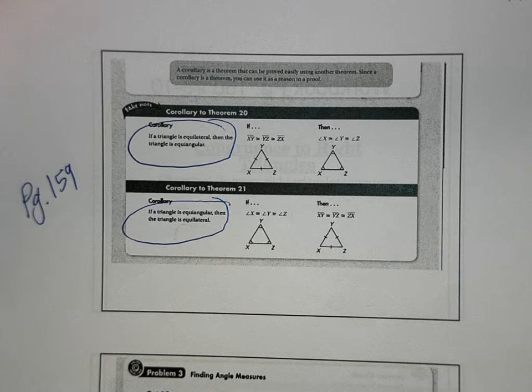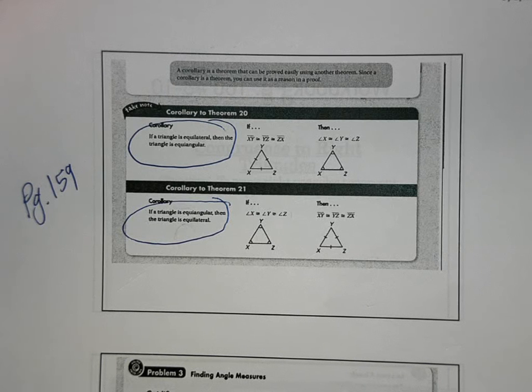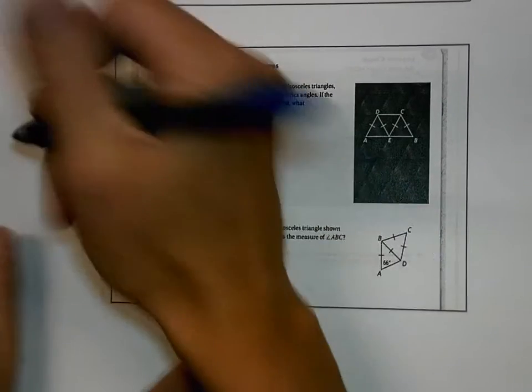Does this kind of remind you of yesterday too, when we were talking about the isosceles? Where if you have the same sides, you have the same angles. If you have the same angles, you have the same sides. Right, guys? Okay, good. So we're going to move on to page 160.